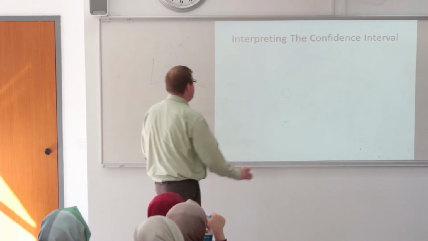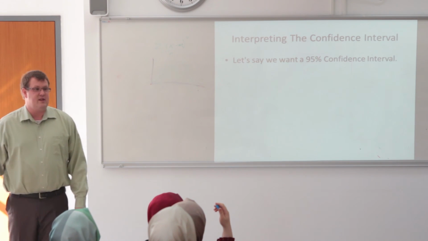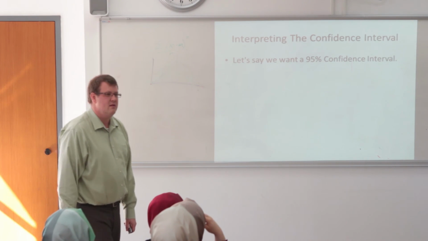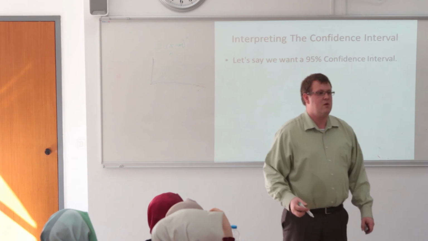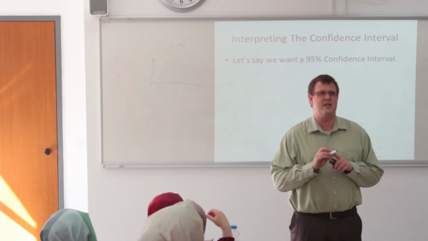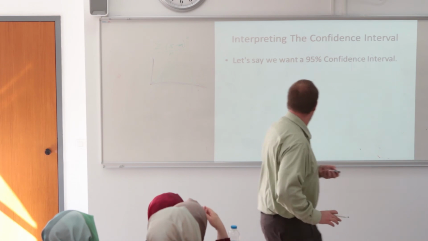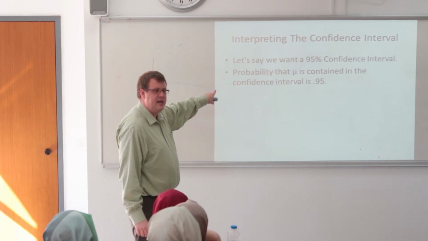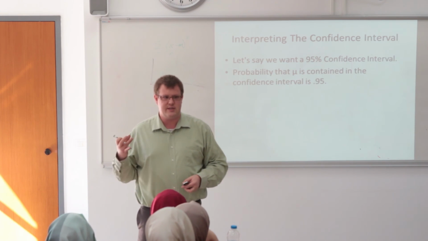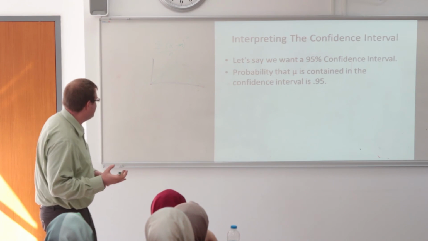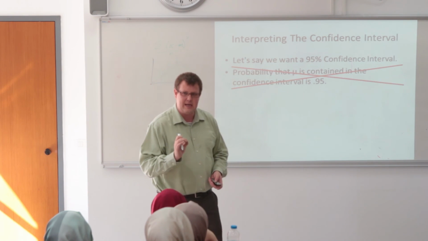Okay, so how do we interpret the confidence interval? Let's say that we want a 95% confidence interval. What does this mean? We want a 95% chance that the true mean is in those limits. So the probability that the true mean is contained in the confidence interval is 0.95. Now this actually sounds really good, but it is not completely correct. It's a reasonable way to think about it, but technically it's not correct.